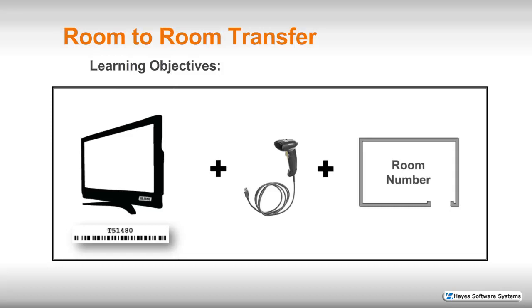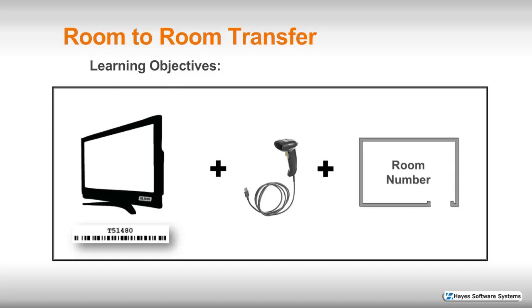If you don't have a scanner, you can always reach out to Hayes Software and they would be happy to assist you in that area. However, any scanner that uses Symbology 128A should work in the application. And last of all, you'll need the room number you plan to transfer the tags into.